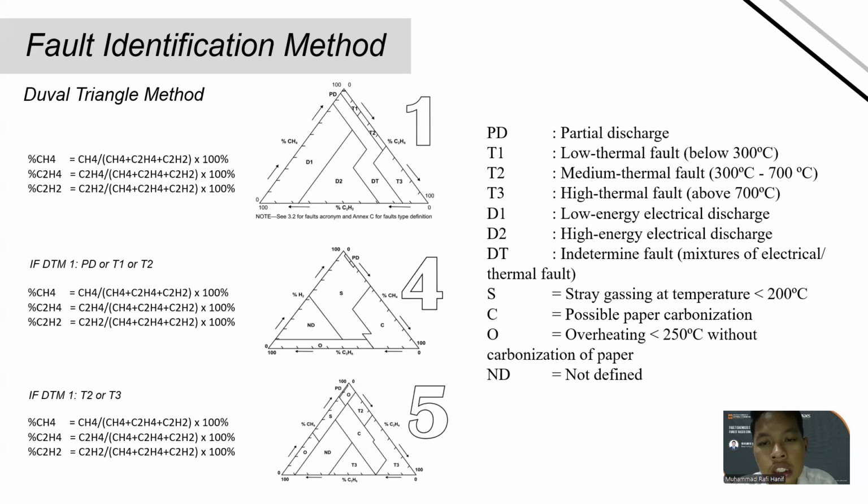So on the right side, those are the names of the faults that occur on the transformer. Like PD, partial discharge; T1 is low thermal fault; T2 medium thermal fault; T3 high thermal fault; D1 low energy electrical discharge; D2 high energy electrical discharge; DT is indeterminate fault; S is stray gassing; C is paper carbonization; O is overheating; and NB is not identified.